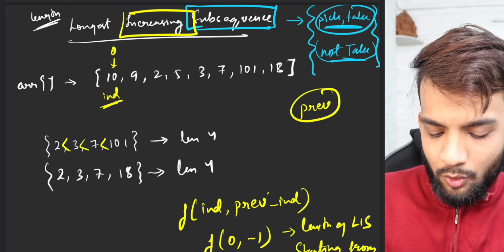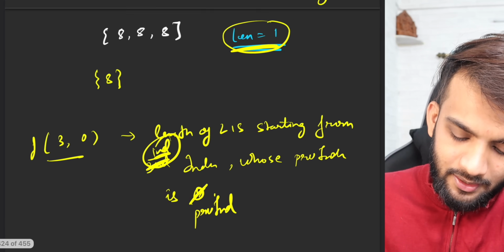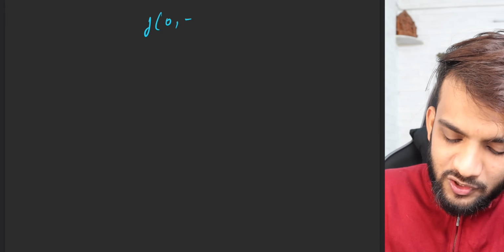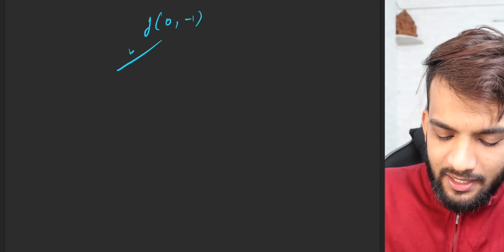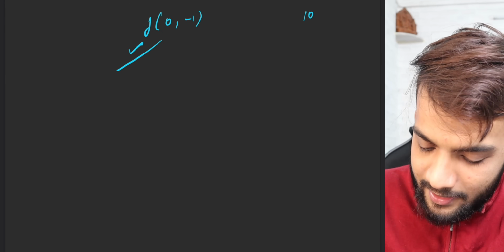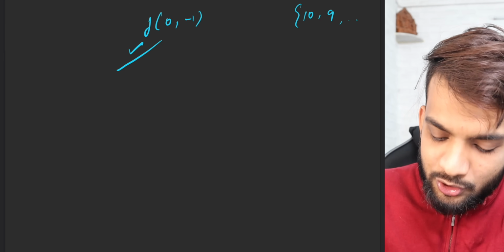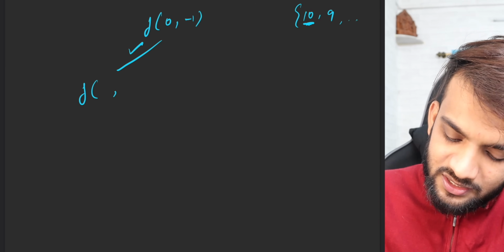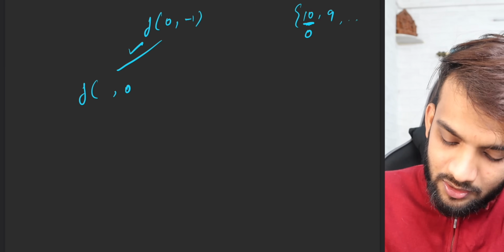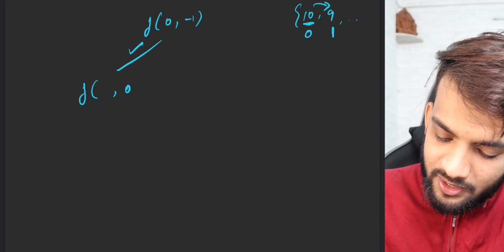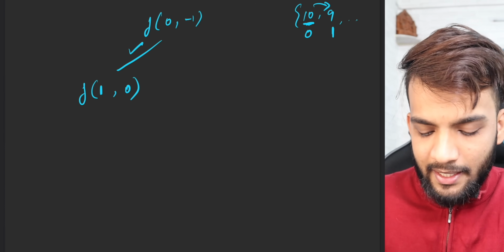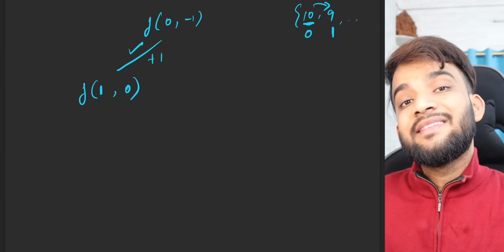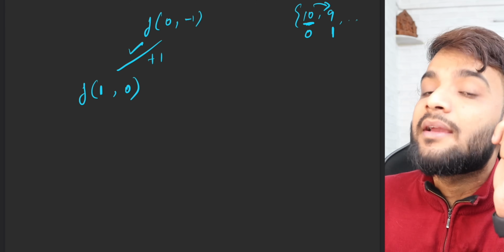So when you decide to take this 10, let's draw the recursion tree and try to visualize. If you are at f of 0, minus 1, assume it was 10 and 9, something like this, you say I'll take 10. If you take 10, the previous index is now the 0th index, and you move to the next, which is the first index. And the length will also increase by 1. That's when you take it.